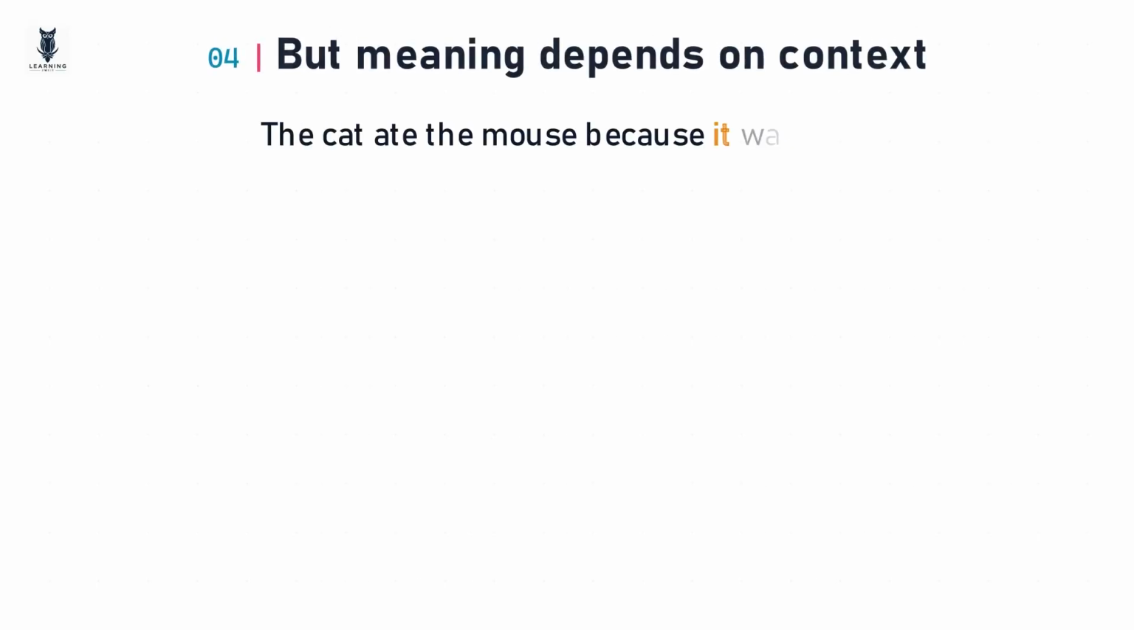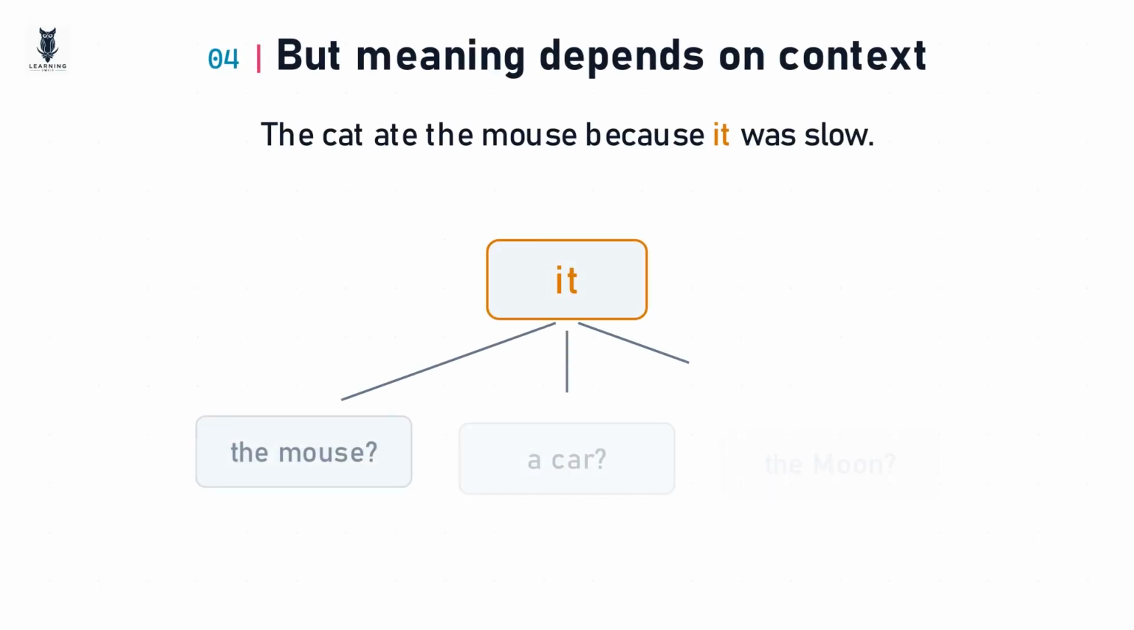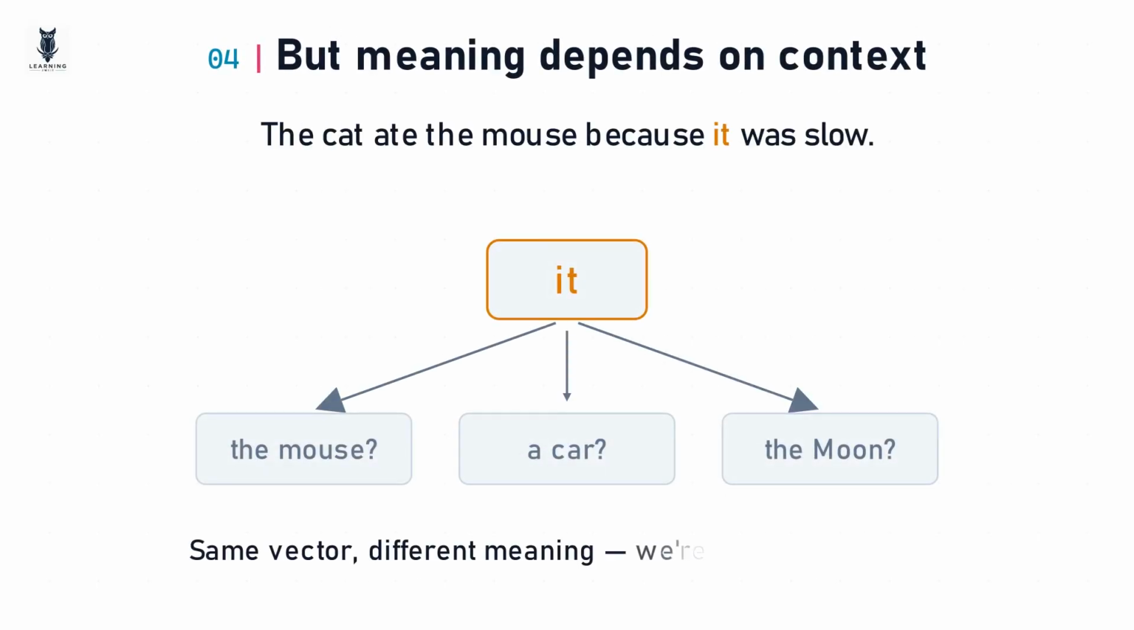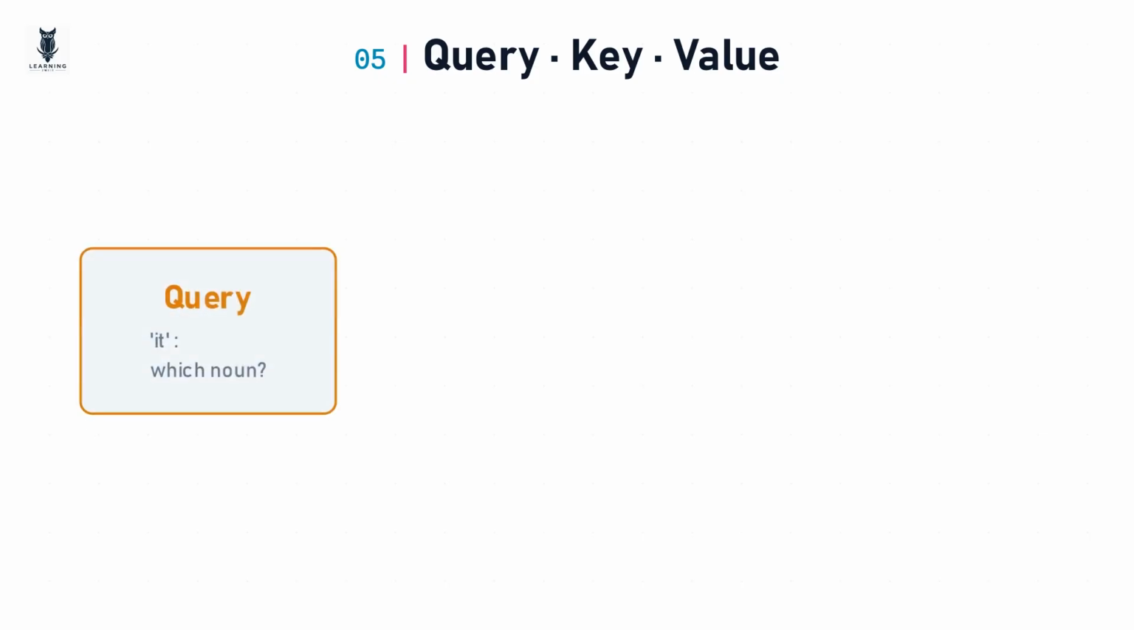But there's a catch. These embeddings are fixed. The vector for the word "it" is always the same, whether it points to a mouse, a car, or the moon. At this stage, each word lives in its own bubble, unaware of its surroundings. Yet our problem, linking "it" to the mouse, is exactly a matter of context. We're missing a mechanism that lets words look at each other and adjust their meaning. That mechanism is attention.